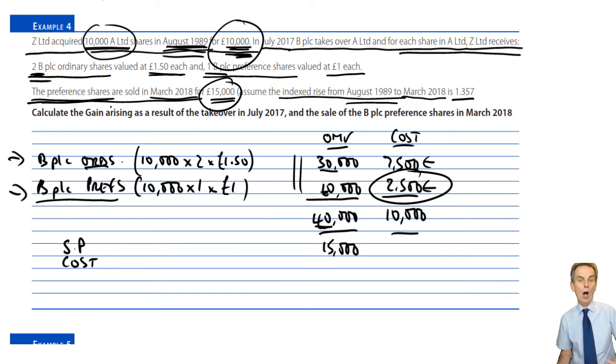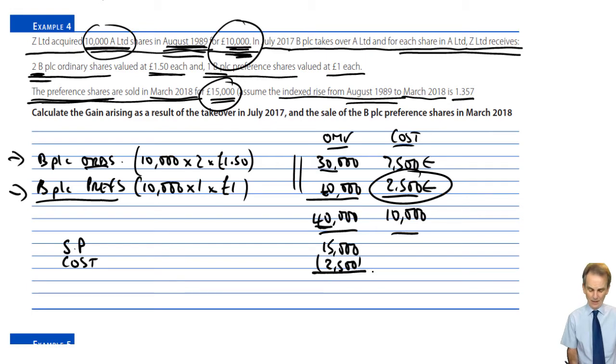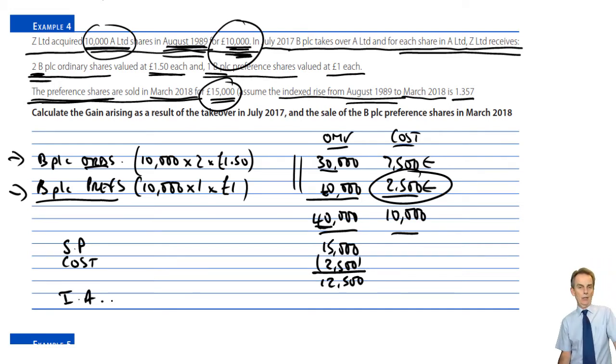If you've been told that half the preference shares were sold, then you allocate half of that £2,500 cost to this disposal. Here it's all of the £2,500 because we sold all of those shares. So we come down to an unindexed gain there of £12,500, away from which we deduct indexation allowance.